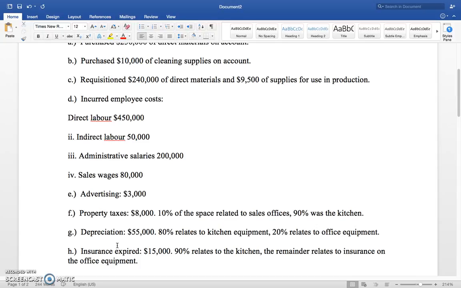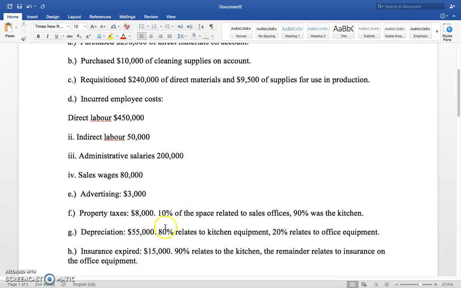So that means that 90% of 8,000 is related to the product, so that makes it a product cost, right? So you can't really treat product costs as a normal expense. It has to go into MOH.